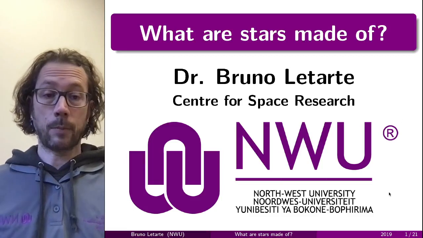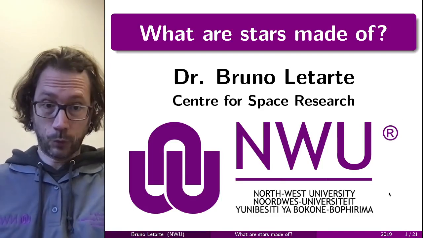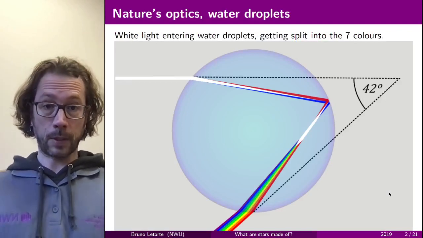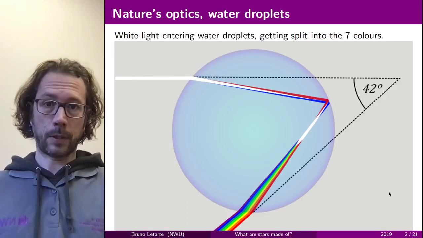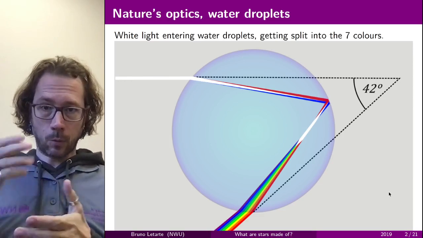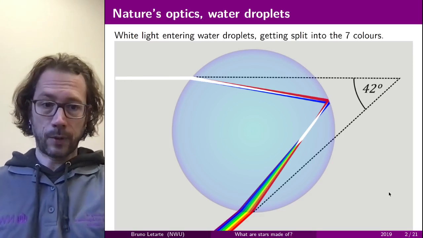Today I would like to talk about stars, but I will start with something a bit random and then we'll get to stars. So what is this? This is a water droplet, and more specifically normal light entering a water droplet. And when it does that, it has the property of splitting that white light into the 7 basic colors of the rainbow. So you have seen that before.